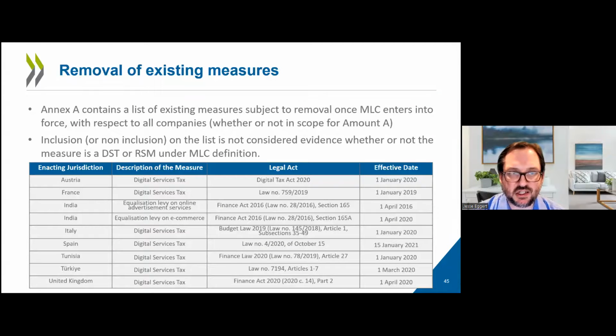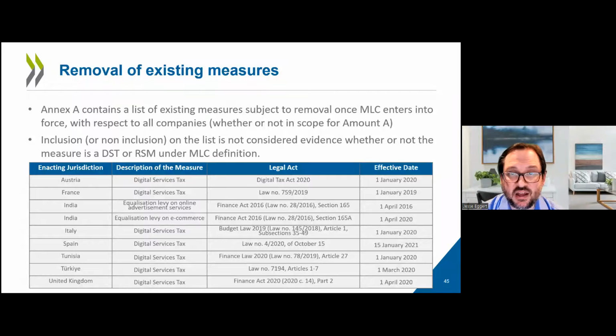So with respect to the removal of existing measures, the MLC includes a legal commitment to remove the measures that are listed in Annex A with respect to all companies. We had a question from the audience, so why all companies and not just in scope companies? Well, part of the purpose of the MLC is to arrive at a coordinated global solution that avoids double taxation, that provides increased certainty to taxpayers. And as part of that, it was important to address the uncoordinated application of DSTs and relevant similar measures. Having both systems out there applying at the same time would significantly undermine the goal of the MLC.